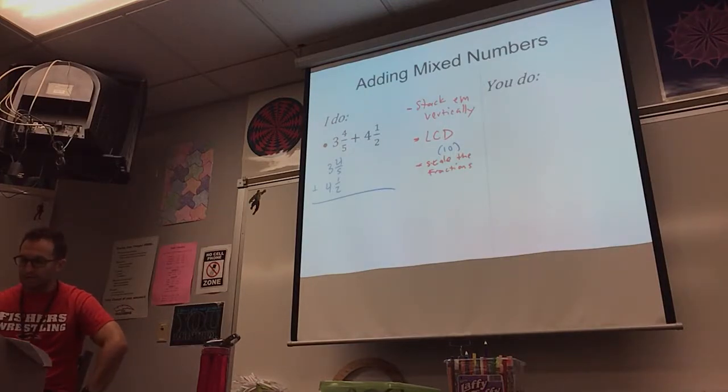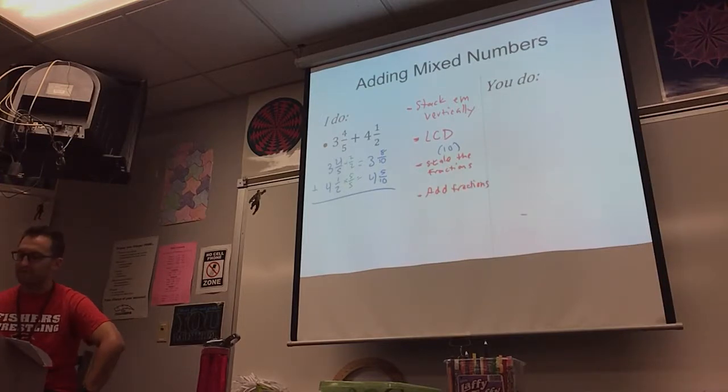So we need to scale the fractions. I need to multiply the top one by 2 over 2 and the bottom one by 5 over 5. And I get 3 and 8/10, 4 and 5/10. Okay, next step, add fractions.